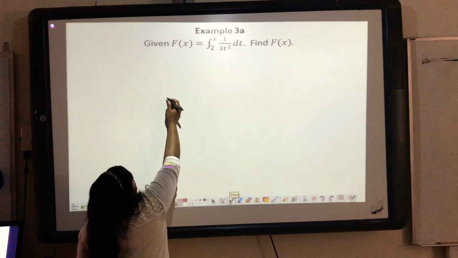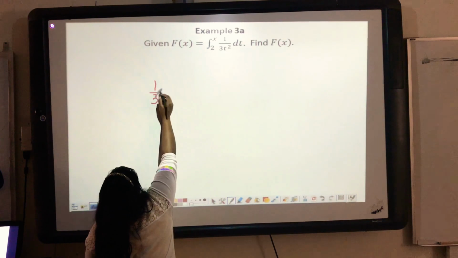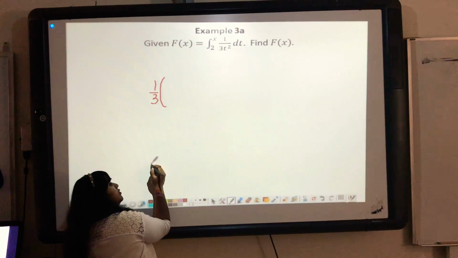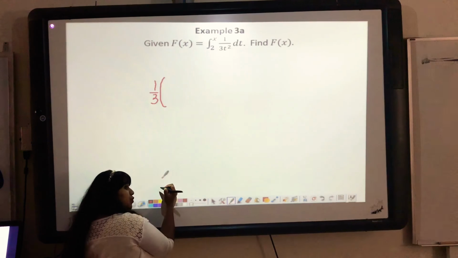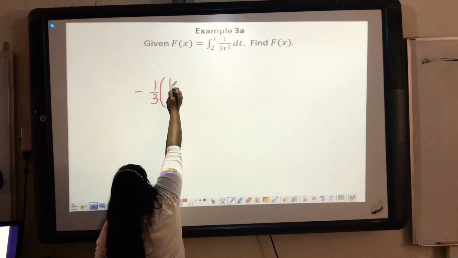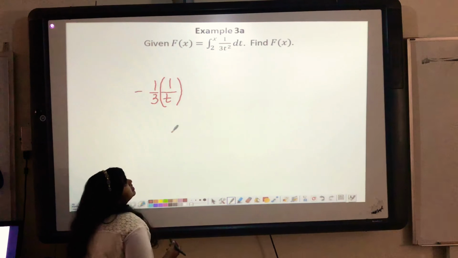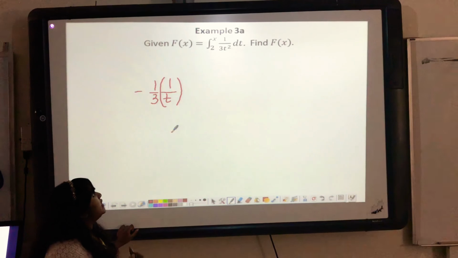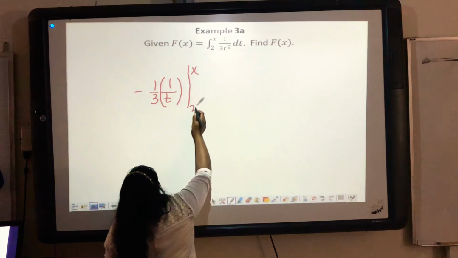We have to integrate. Well, the integral is going to become 1/3 times, I'm going to actually do t to the negative 2, so that becomes t to the negative 1 over negative 1. That just becomes negative 1 over t. Is that good? I think so. I believe so. Okay, so then I evaluate this from 2 to x.